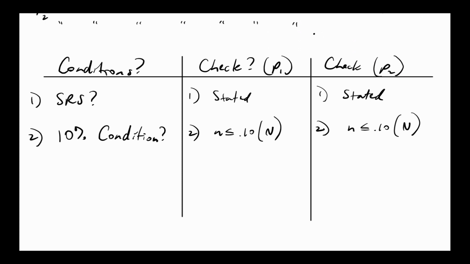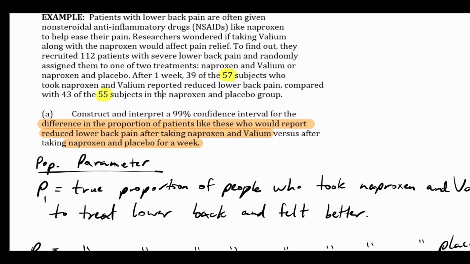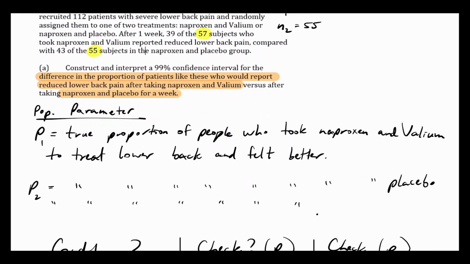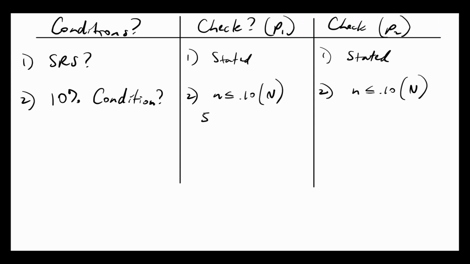Be careful here. There's different n's for each one. The first one, naproxen and Valium, there were 57 people. Naproxen and placebo, there were 55 people. So there's not the same number. Sometimes there won't be the same number in each sample. Sometimes they'll be the same, sometimes they won't be. So this one is 57 is less than or equal to 10% of. This one's 55 is less than or equal to 10% of.